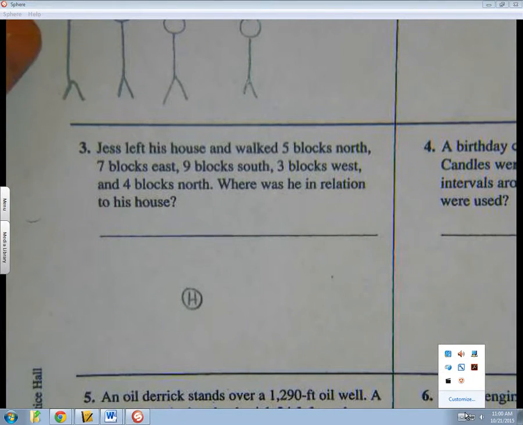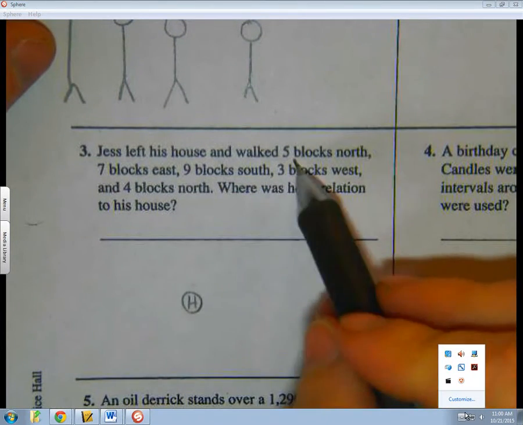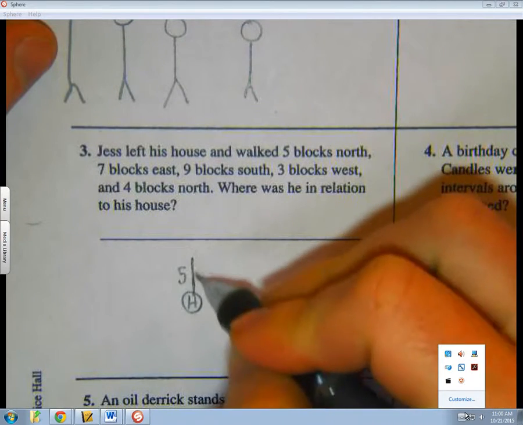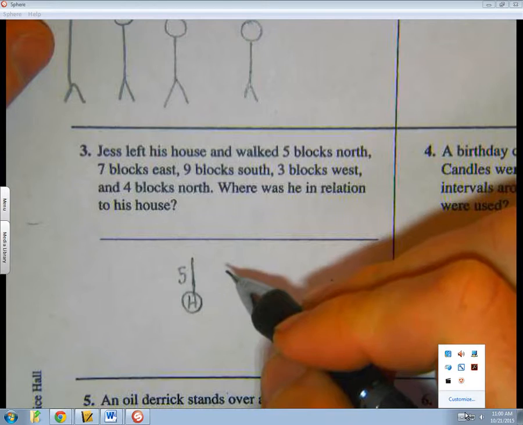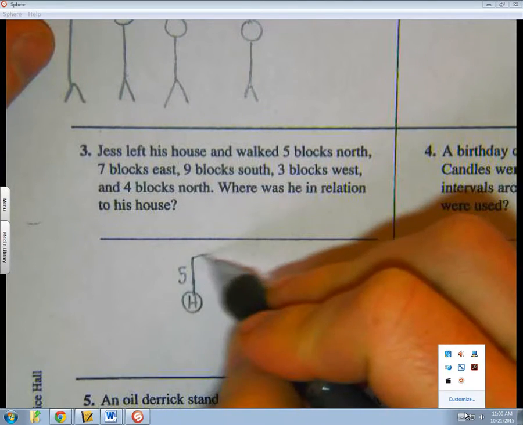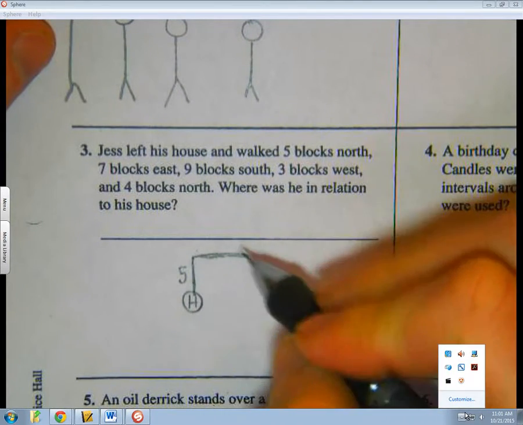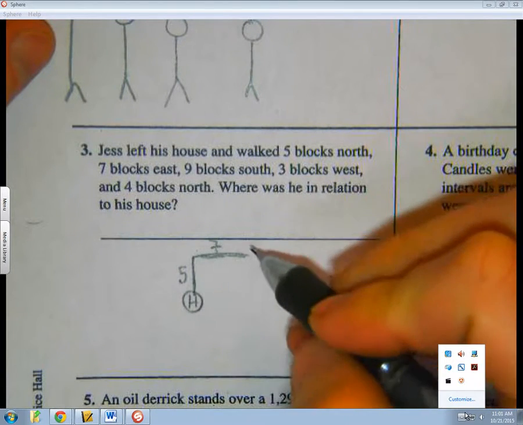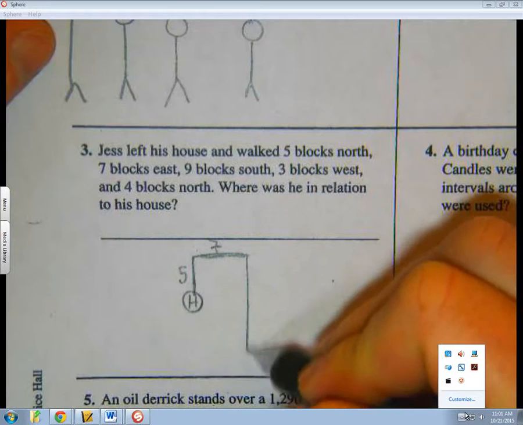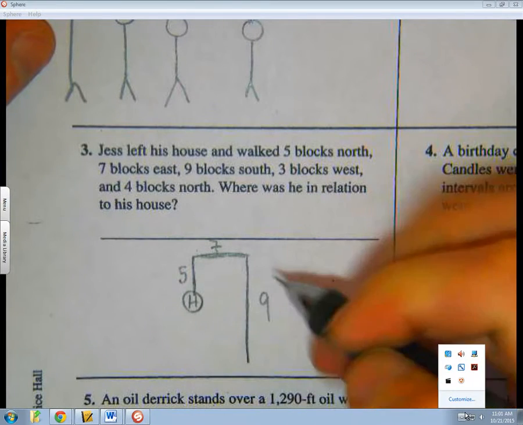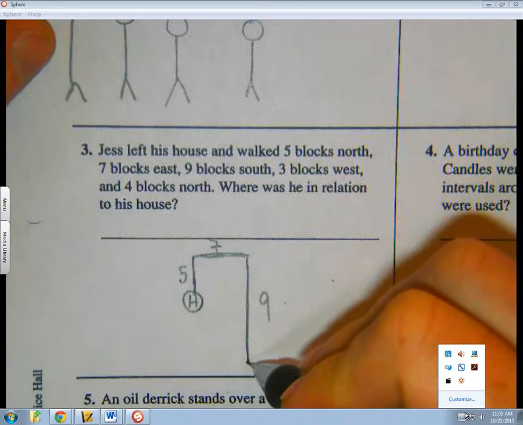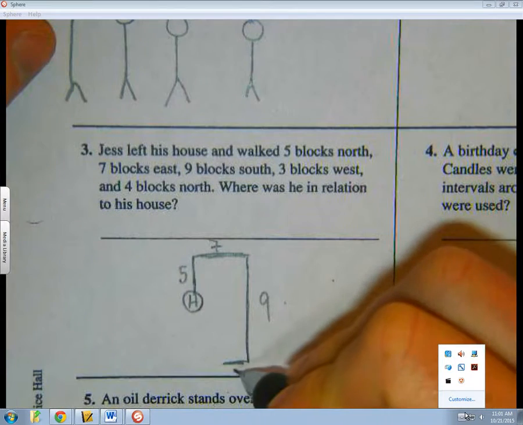Okay, so I'm going to start at the house. He goes 5 blocks north, so I'm just going to draw this, and you could use blocks if you want. I'm just going to do a line. 7 blocks east. East is this way. New York is on the east coast. The Atlantic is on the east coast. 9 blocks south. And then 3 blocks west. And then 4 blocks north.